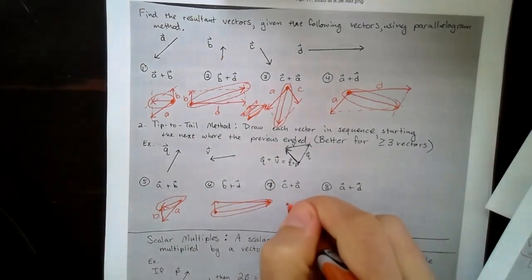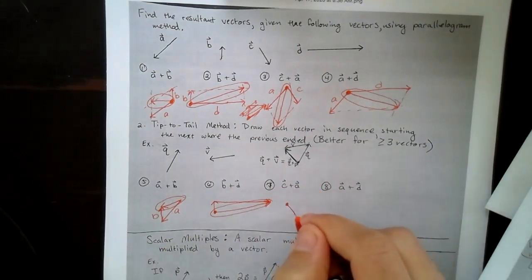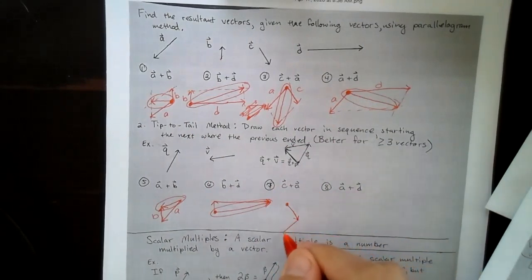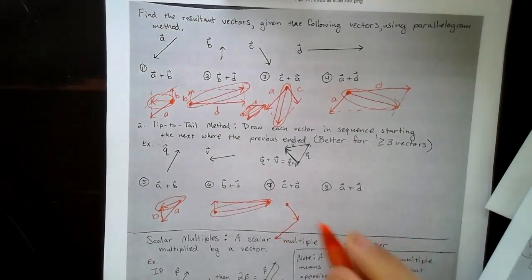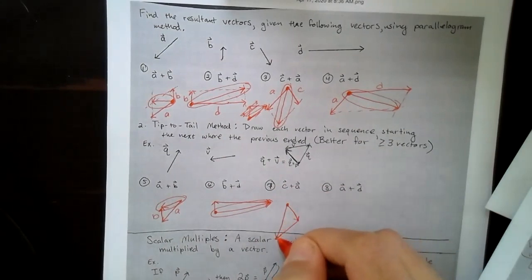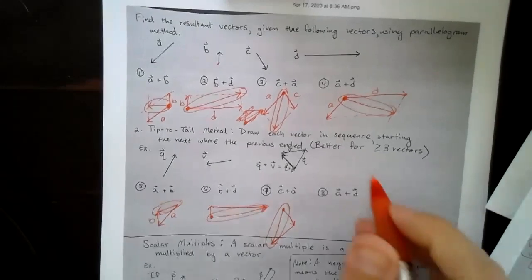So let's try C and A. C goes down like that. Maybe didn't do the best job drawing that one. And then A kind of goes down like that. And our resultant goes from the beginning to the tip of the last vector. There we go. Last one, A plus D.